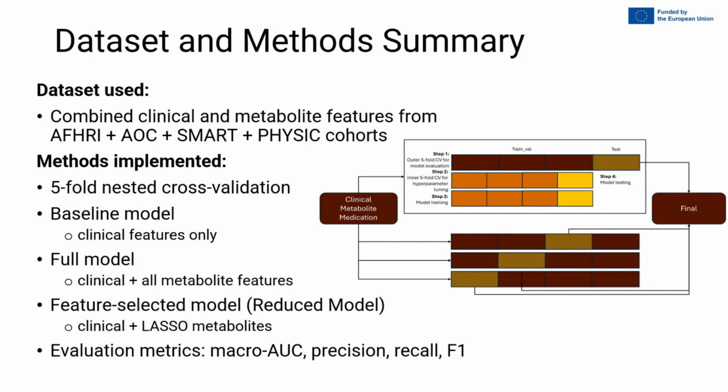Then the full model, meaning that given all the clinical features and all the metabolic features, around 100 features, how the model is behaving. Because this model will be going further into the clinical decision support system, there was a need for selection of those metabolites.